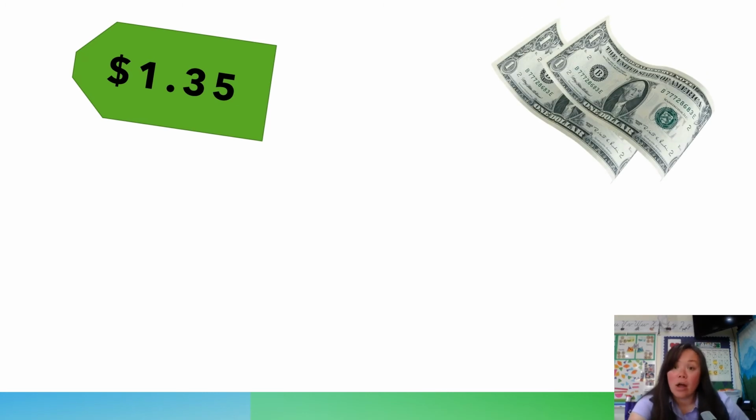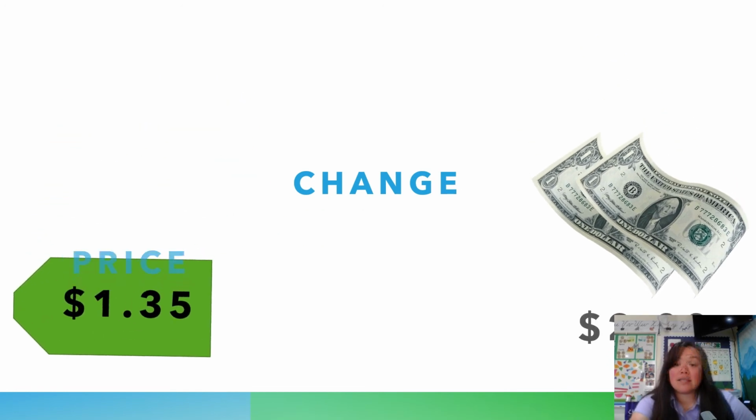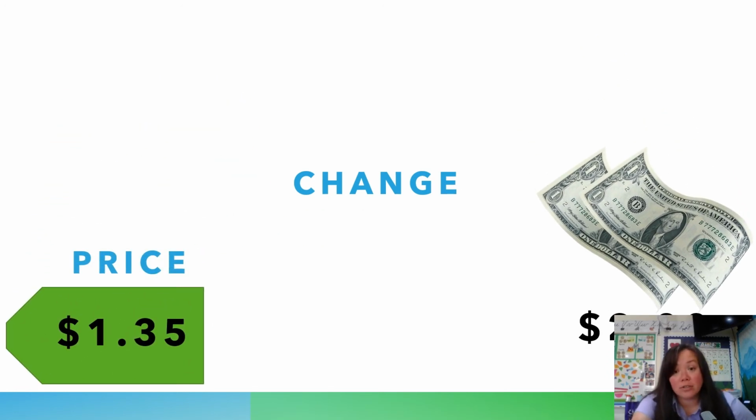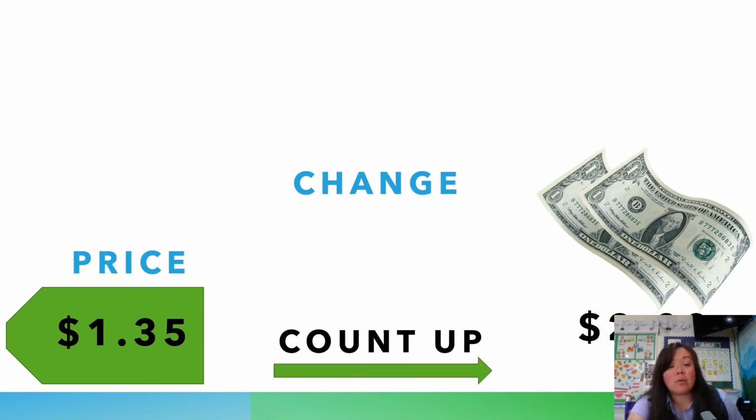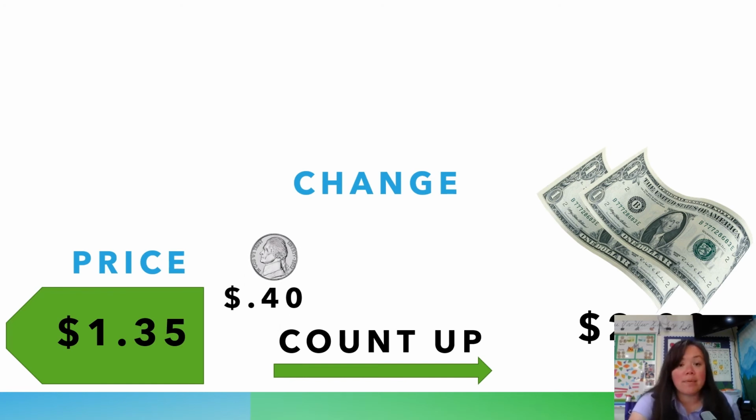Next problem. Now we have $1.35 and we have paid $2. So now we have to count up to $2. Here's how it goes. Let's see, what coins can we add? Let's add a nickel. So now we're up to $1.40. Oh, I would definitely add a dime. There we go. $1.50 now.